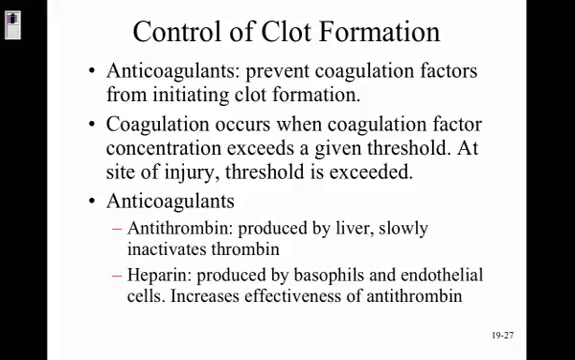So some of the anticoagulants are antithrombin, which is produced by the liver, and will slowly inactivate the thrombin, and the thrombin's what's activating the fibrinogen. So if you inactivate the thrombin, it's not going to activate the fibrinogen, so it's going to stop clot formation. And then heparin is produced by basophils and endothelial cells, which will just increase the effectiveness of the antithrombin.